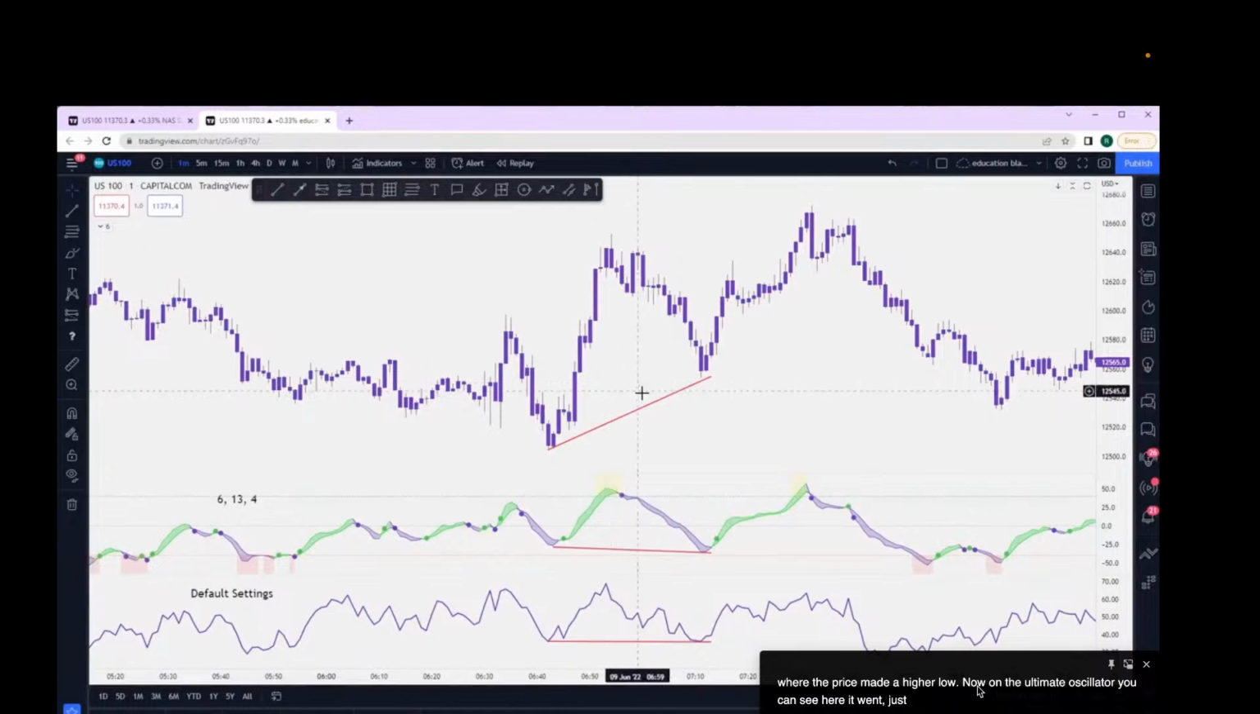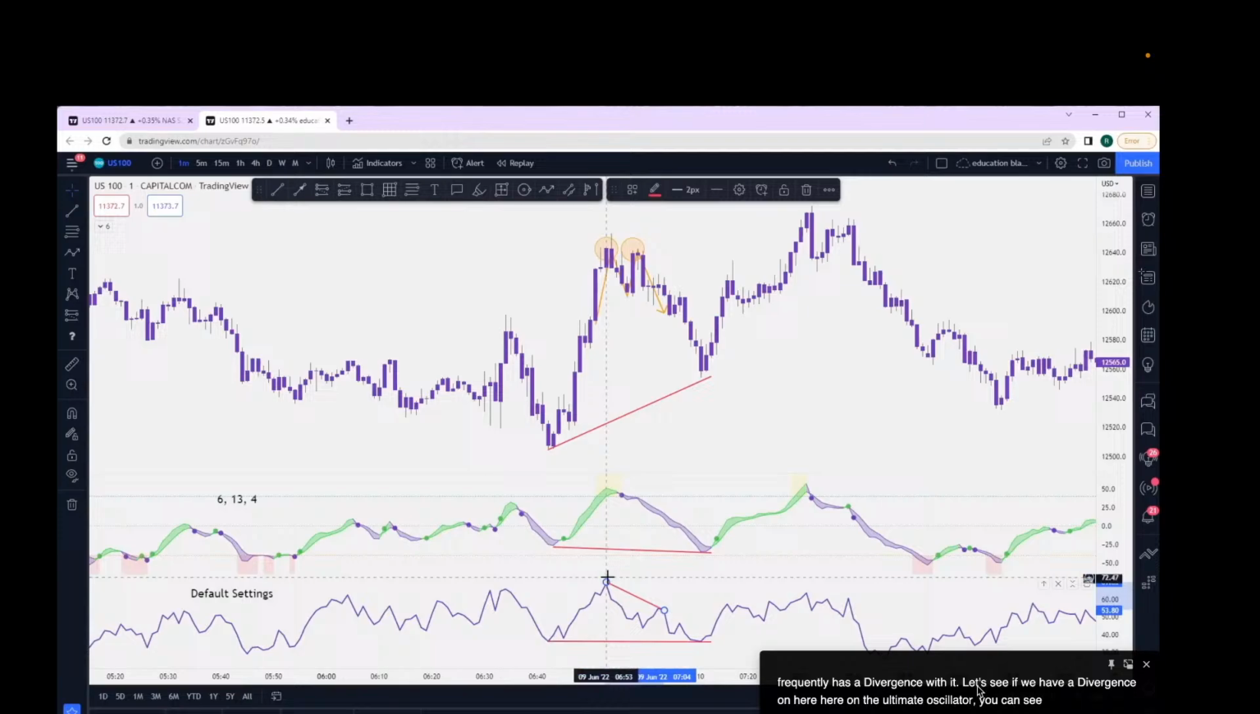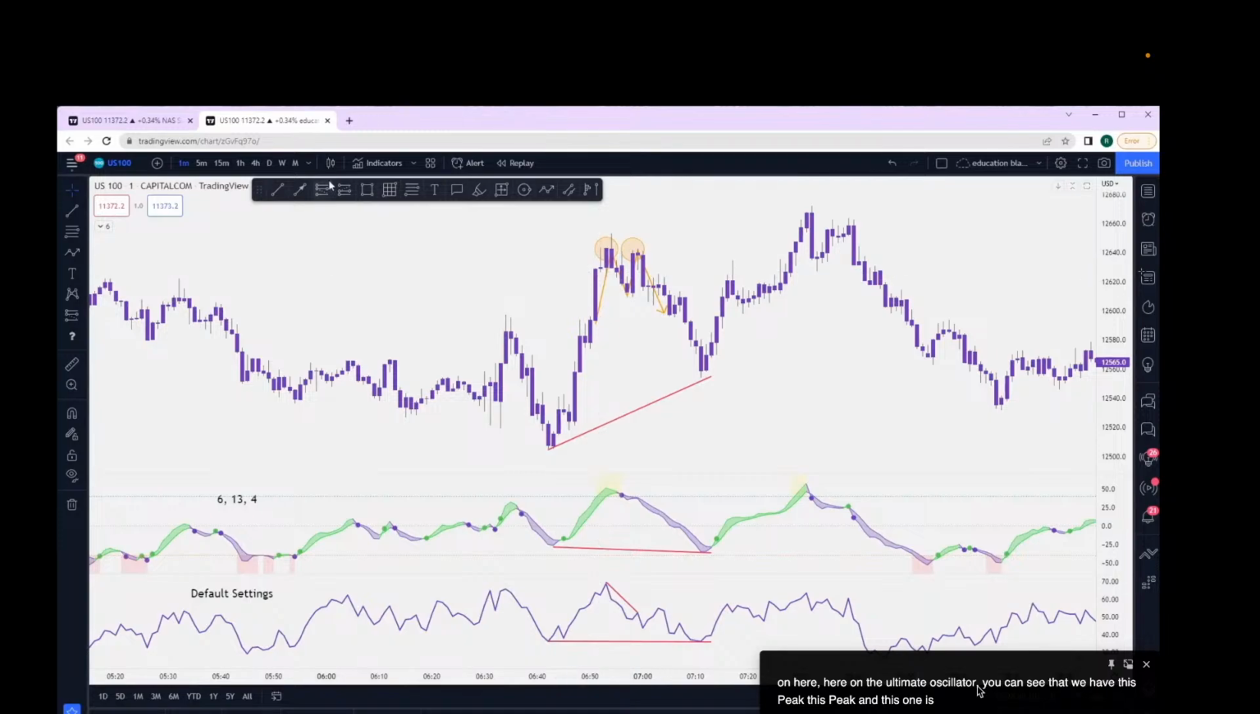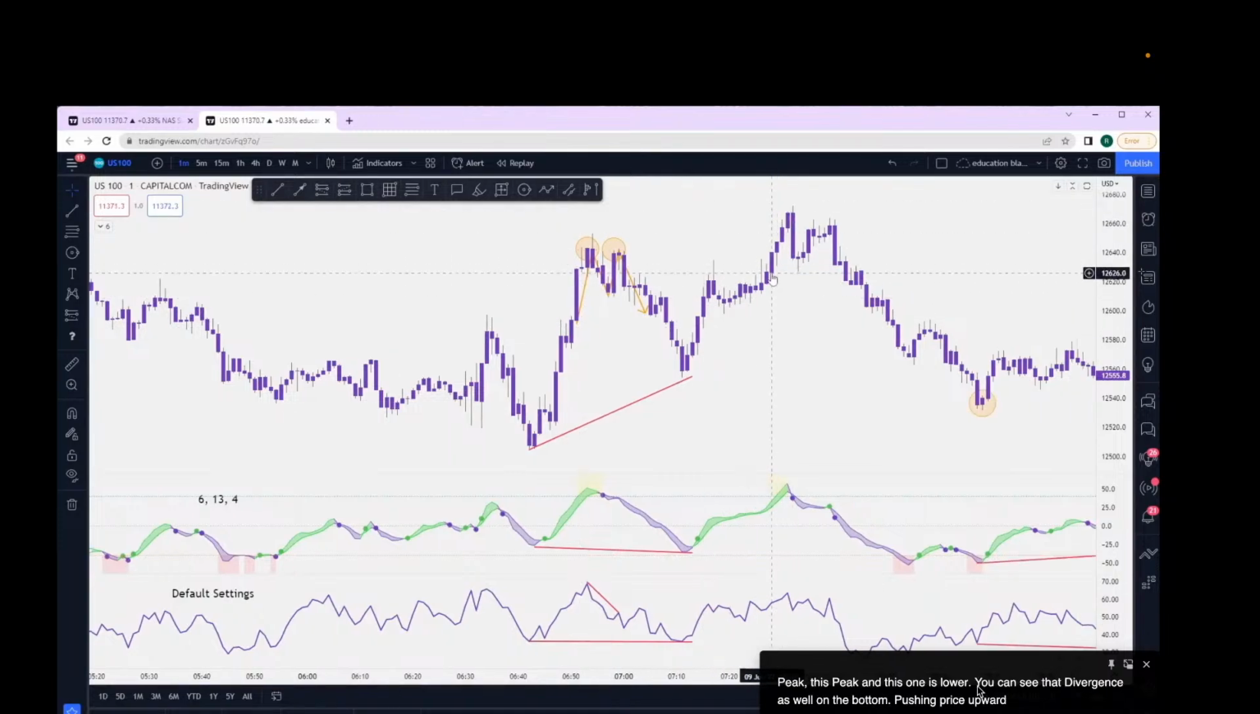Now I had mentioned that I like to take with-trend divergences, continuation divergences, also known as hidden divergences. You can also take a trade where it's a reversal. So here we have a double top, 1, 2, also known as an M pattern. Up, down, up, down. That pattern frequently has a divergence with it. Let's see if we have a divergence on here. Here on the Ultimate Oscillator, you can see that we have this peak to this peak, and this one is lower. You can see that divergence as well. On the bottom, pushing price upward. Over here, on the top, pushing price downward.